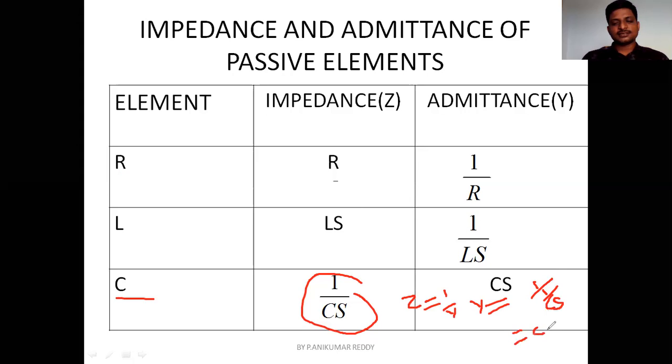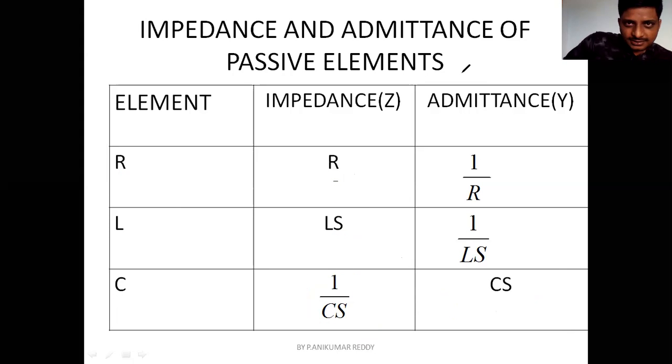Cs in the sense, you have to understand this as Cs by 1. Here also, Ls by 1. Like that you have to understand. Here also, R by 1. Okay. So this is how you have to understand the impedance and admittances of all three elements in the given function in S domain. We are only talking about frequency domain or S domain. We are not talking about time domain analysis.